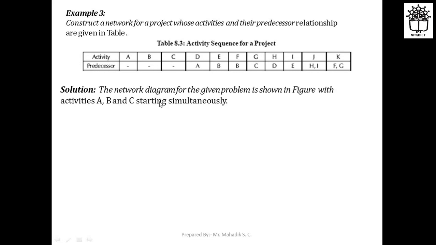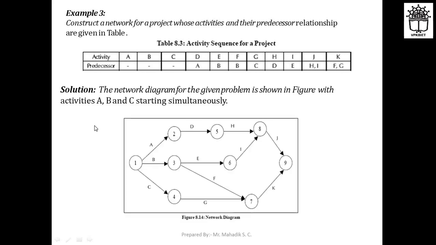So the network diagram for the given problem is shown in the following figure, with activities A, B, C starting simultaneously. You can take event 1, and the activities A, B, C start simultaneously, because for A, B, C there will not be any predecessor. So you can burst this event into A, B, C. You can name the second event, third event, and fourth event, like that. Then for activity D, A will be the predecessor, so you can take the second event and draw activity D from it.